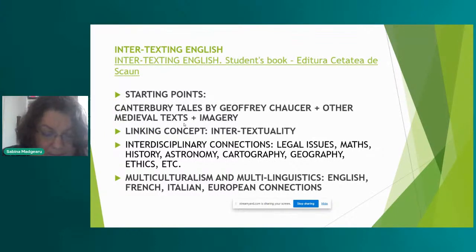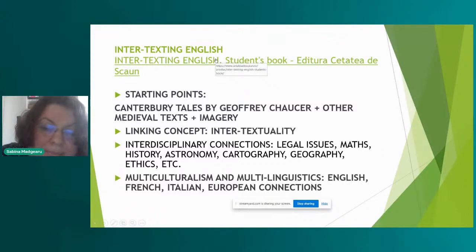As you will see, if you download this ebook at this link here, it looks like a regular EFL course book. However, the fact that it is an e-book provides users with obvious advantages which will come to surface hereinafter. I started this textbook as a series of worksheets with reading and listening activities based on Geoffrey Chaucer's Canterbury Tales, plus other medieval texts that may have inspired Chaucer and a lot of imagery. The linking concept that created the necessary coherence of this work was intertextuality.